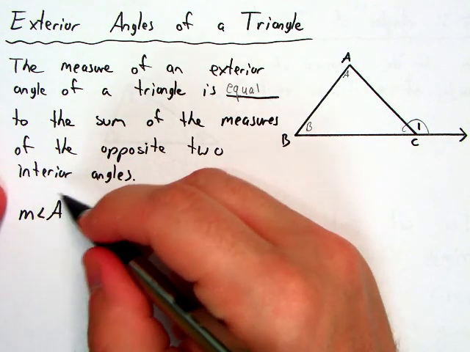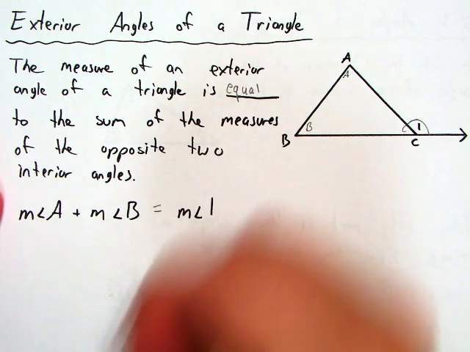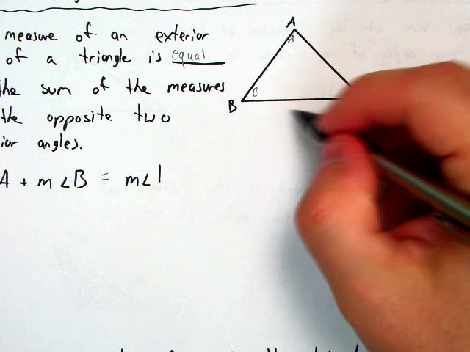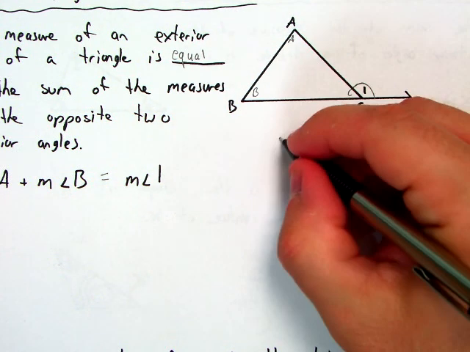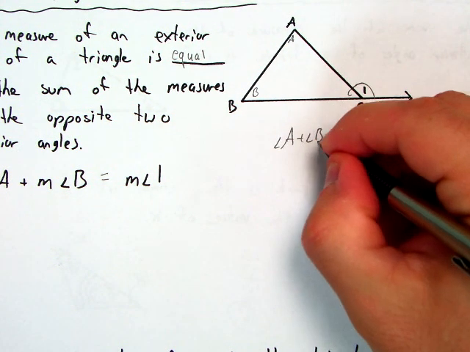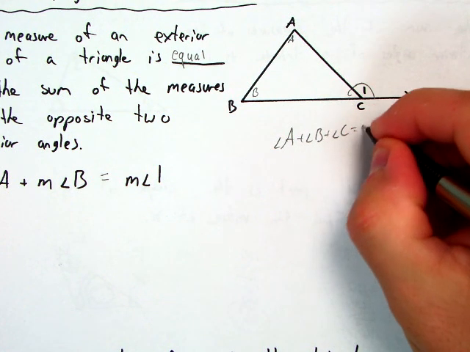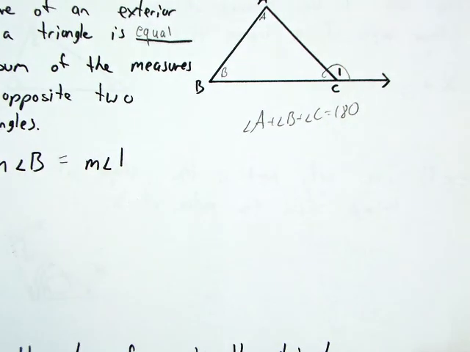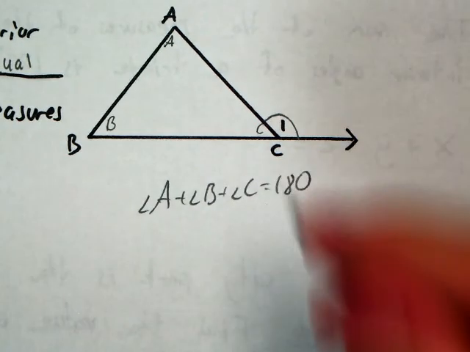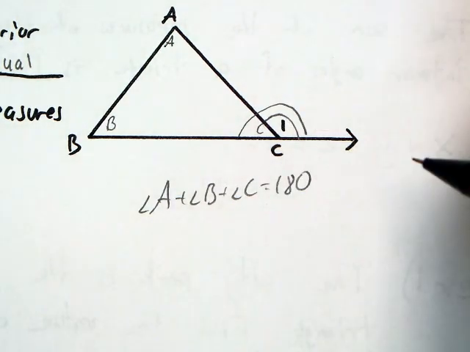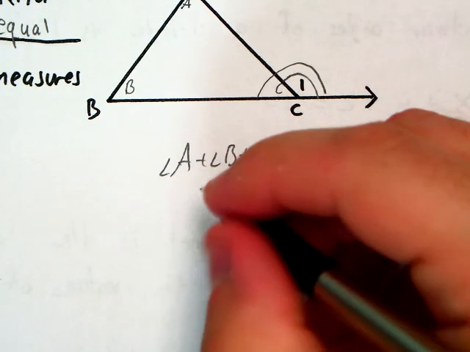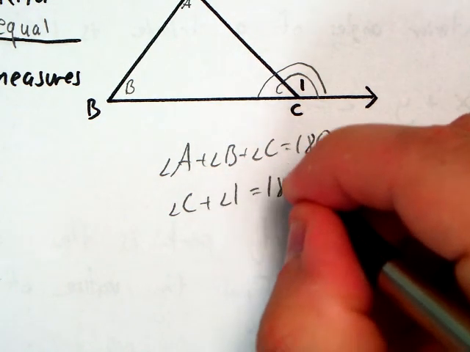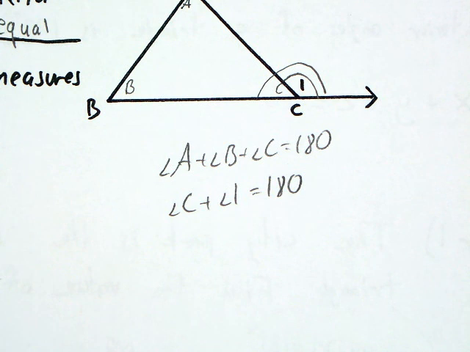So if we add up the measures of angle A and B, we would get the measure of angle 1. Which makes sense, because if we add up these three angles, angle A, angle B, and angle C, we get 180 degrees. But if we also look here, these two angles are supplementary. They form a straight angle. So we could also say that angle C plus angle 1 is 180 degrees.